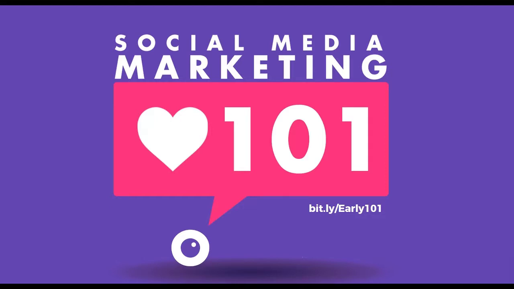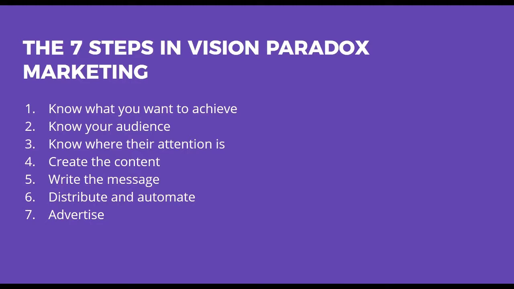Hope you guys enjoyed. This is just, like I said, a portion of the entire Social Media Marketing 101 course, where we teach you our 7 steps to social media marketing, which are: 1, know what you want to achieve; 2, know your audience; 3, know where their attention is; 4, create the content; 5, write the message; 6, distribute and automate; and 7, advertise. And I think just by this, you guys should have a general idea of what to do, and that's the point of the course. I want you guys to have a strong idea and a level of confidence that you can do social media marketing by yourself, and that's what the course essentially does.